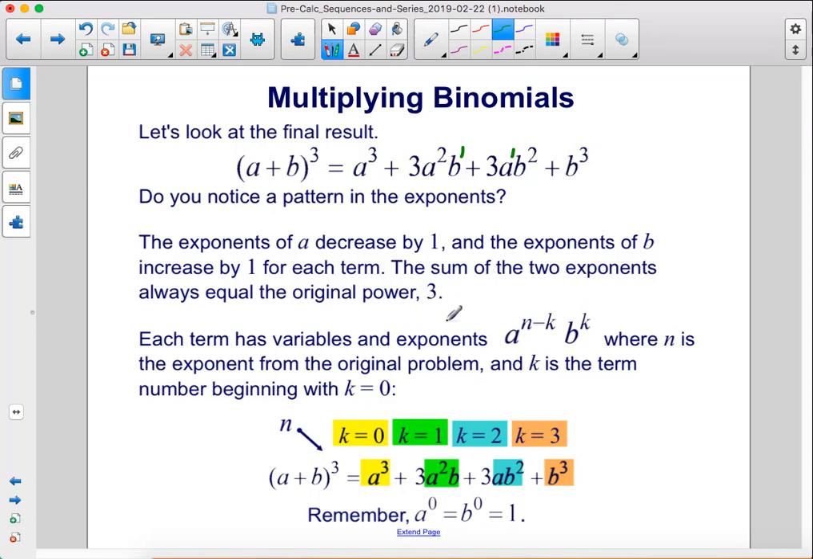Each term has variables and exponents: a to the n minus k times b to the k, where n is the exponent from the original problem, and k is the term number beginning with k equals 0. So here, k starts at 0, so our first term is a to the n minus 0, so a to the third. Here we have a k value of 1, so that gives us a to the 3 minus 1, which is 2, times b to the first power, because k is 1, and so on. Remember, a to the 0 equals b to the 0, which equals 1.